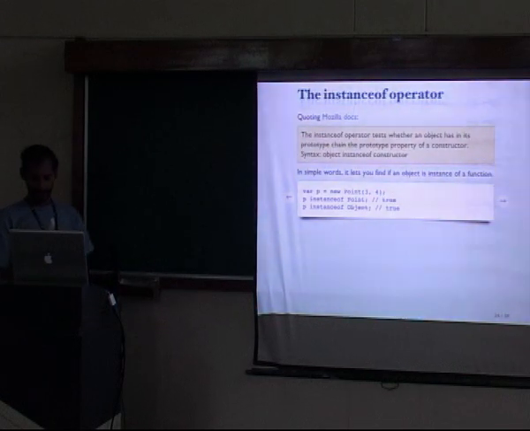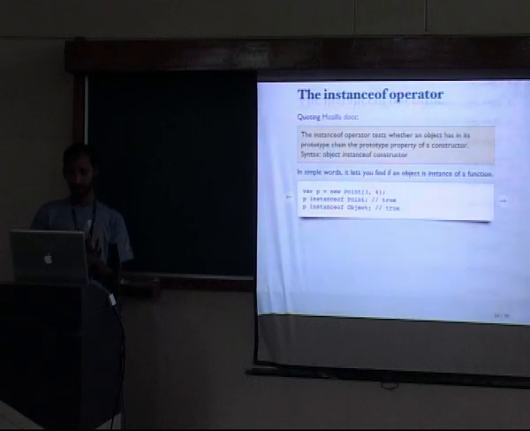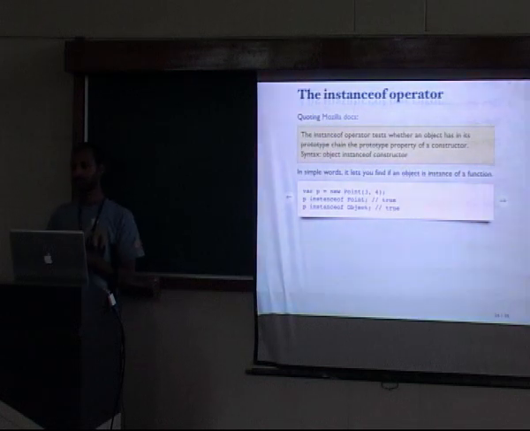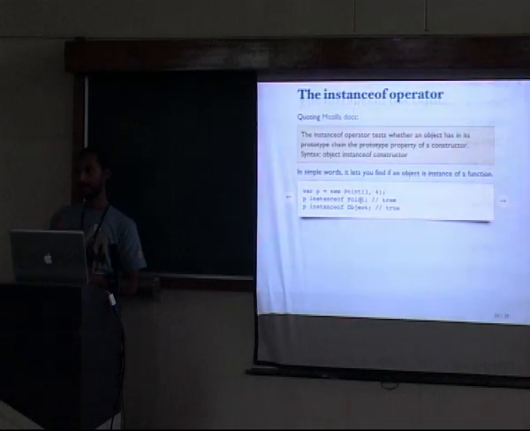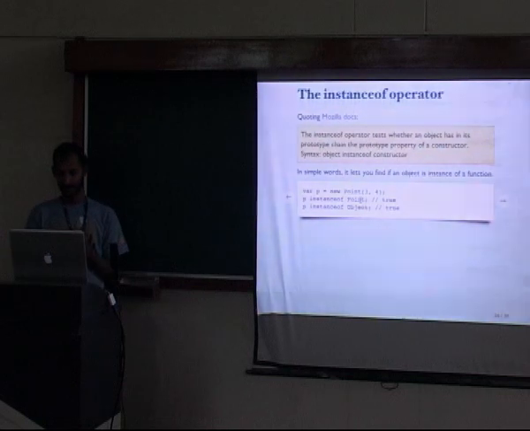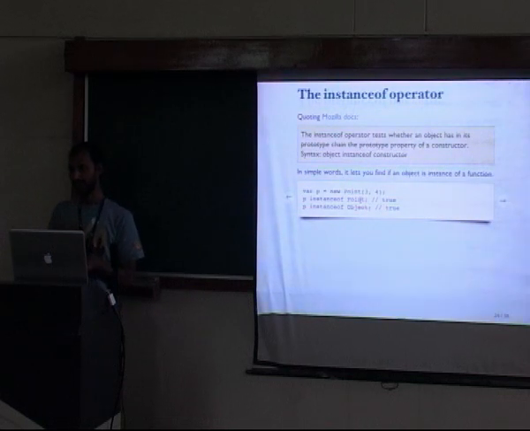Now let's try to understand the instanceof operator. We have seen in one of the examples that when you create an object with new, you can check whether that object is an instance of that function or not. Quoting the Mozilla docs, the instanceof operator tests whether an object has a prototype in its prototype chain. So when you call instanceof, you give an object and a function. It takes the prototype of that function and checks if that prototype is anywhere in the object's prototype chain. So in simple words, it just checks if the object is an instance of that function at any of these levels.